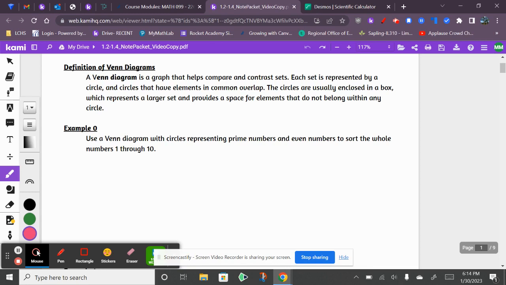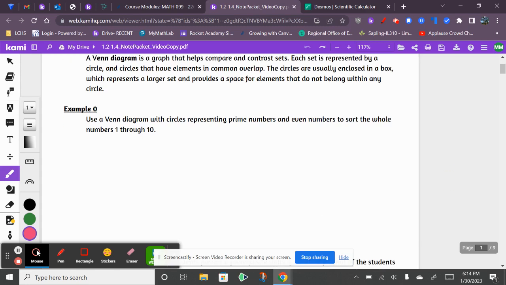Each set is represented by a circle, and circles that have elements in common overlap. The circles are usually enclosed in a box, which represents a larger set and provides a space for elements that do not belong within any circle.